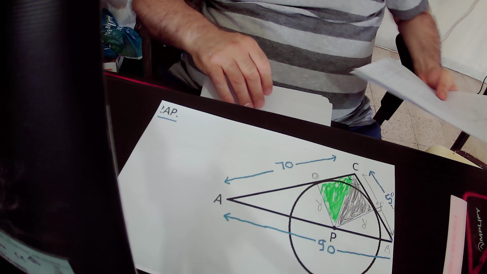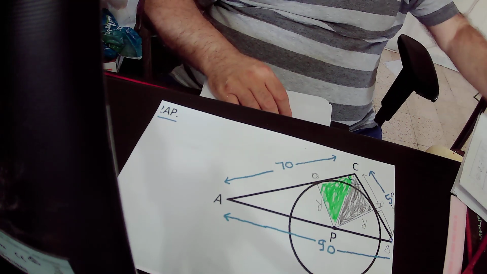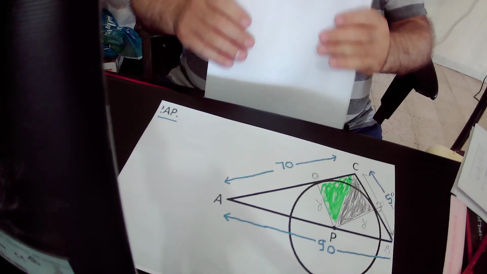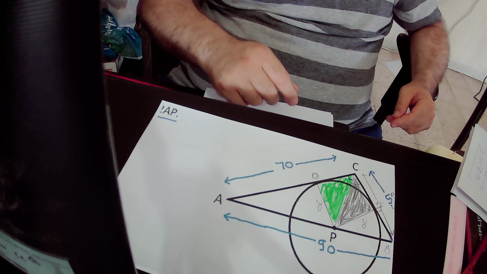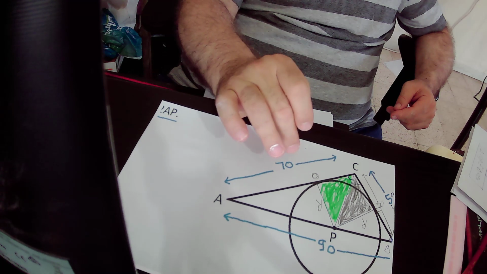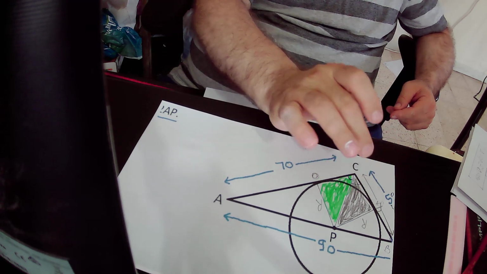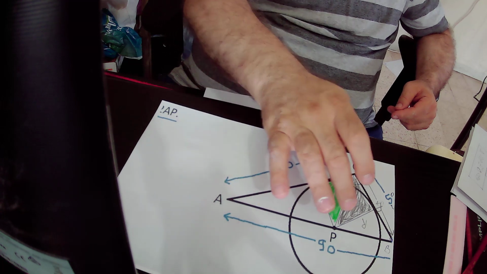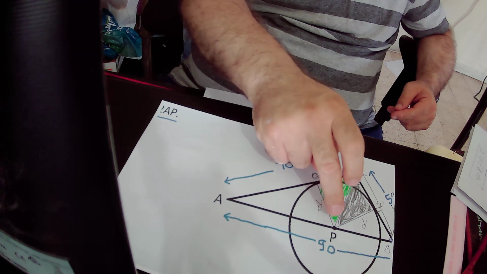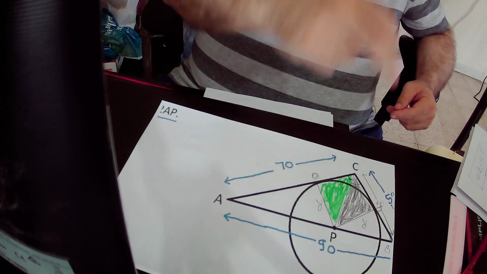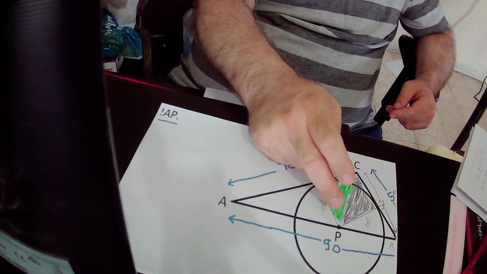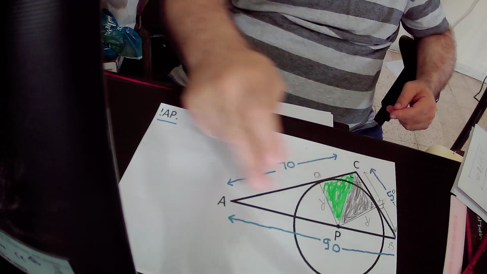So actually the question was to find the value of 2 times AP, and we have here a triangle where the size of AC is 70 units, the size of BC is 50 units, and the size of AB is 90 units, and we have a circle whose center is P, and the point P is on side AB of the triangle.